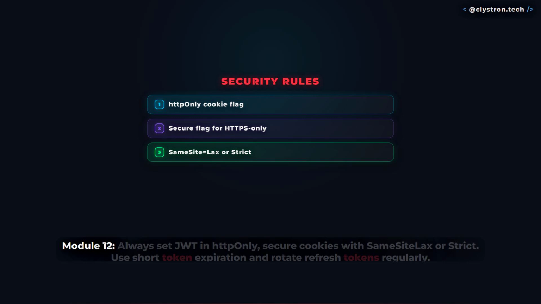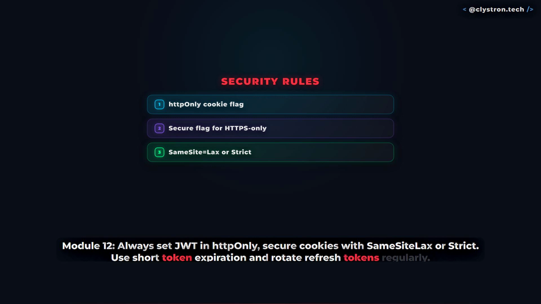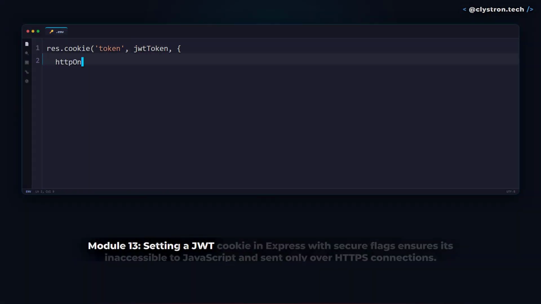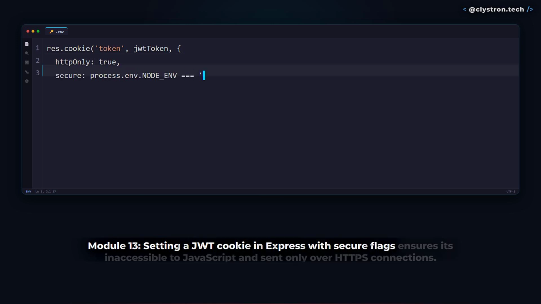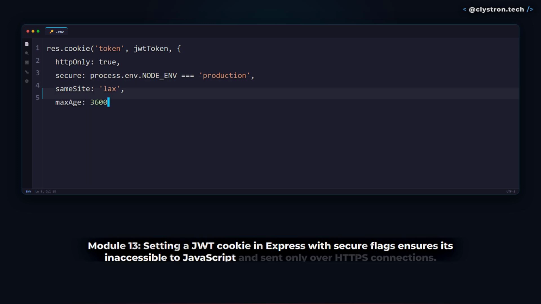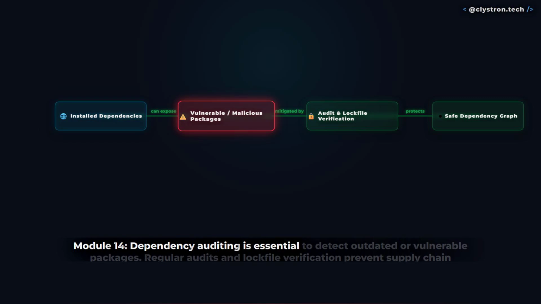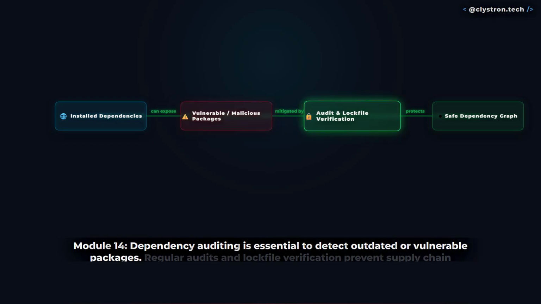Module 12. Always set JWT in HttpOnly, Secure cookies with SameSite lax or strict. Use short token expiration and rotate refresh tokens regularly. Module 13. Setting a JWT cookie in Express with secure flags ensures it's inaccessible to JavaScript and sent only over HTTPS connections.